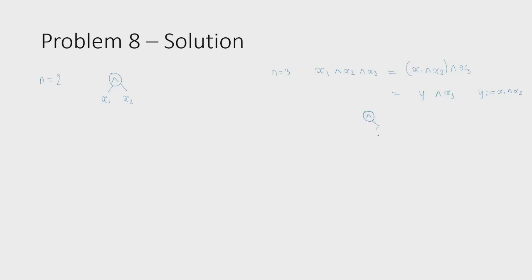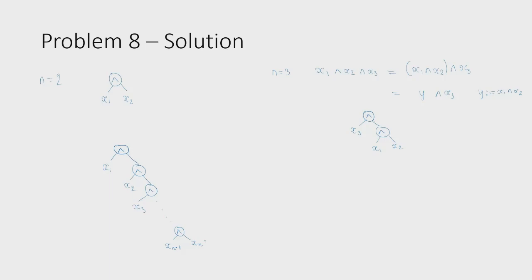Another AND, so x3 over here, x1 over here, and x2 over here. For n equals 3, we need 2 gates, right? Similarly, we can do this for anything. So for any general n, this is just what a circuit would look like. I can start from here: AND gate, x1, AND gate, x2, again an AND gate, x3, and so on, and the last AND gate would take x_n and the previous output.